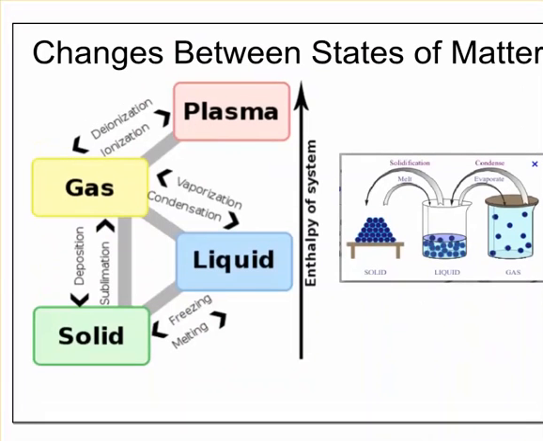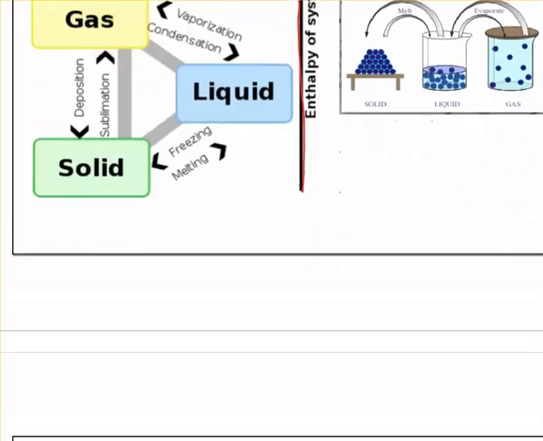Here's a nice diagram highlighting the energy changes between the three common states of matter and also plasma, which you don't need to know about. Notice that enthalpy, or the energy of the system, is measured on the y-axis. And as you move from a solid to a liquid to a gas and then onto a plasma, it costs energy, or it requires energy. Those are higher energy states of matter. Likewise, moving from a gas to a liquid and then to a solid, you have lower energy states of matter.